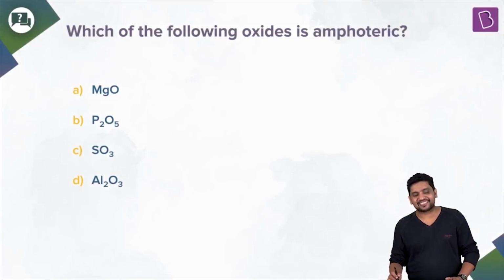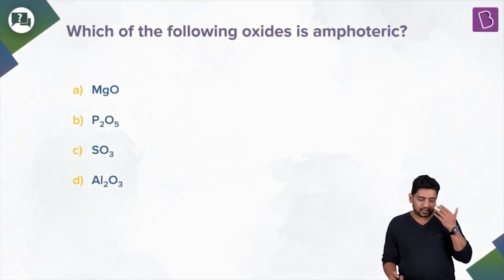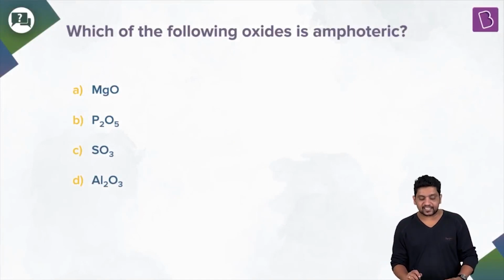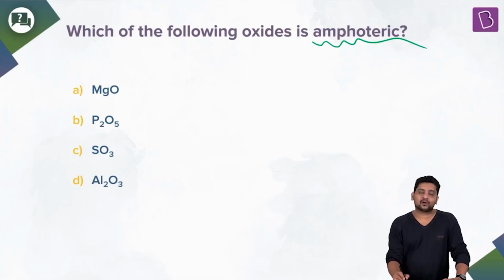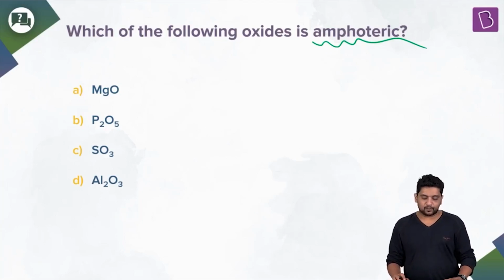Something that this question is based on is information, and something that you have to remember. So the question says, which of the following oxides is amphoteric? What is amphoteric? An oxide which, when dissolved in water, gives you a substance which can react with both acids as well as bases, basically, right?